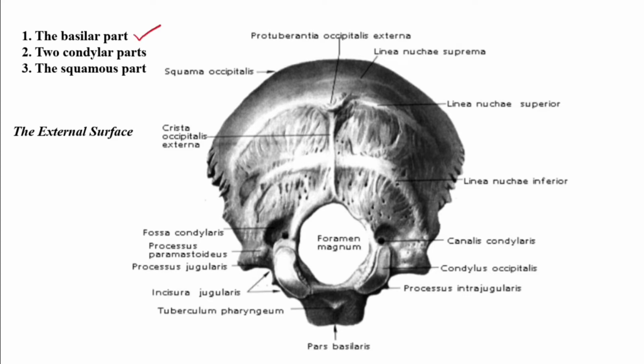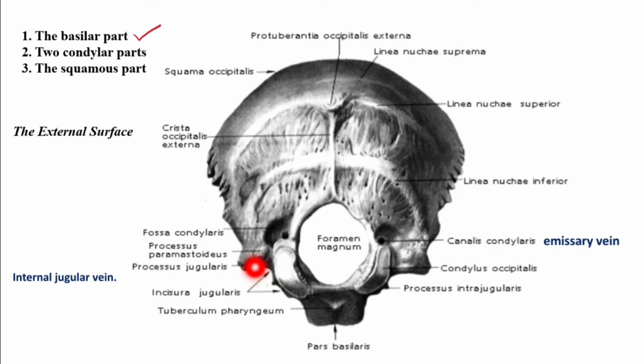So the basilar part down here, you can see the pars basilaris, right? That's the basilar part, and on that part you can see the tuberculum pharyngeum, the pharyngeal tubercle, right? Okay. So the canalis condylaris, that's where emissary veins pass through, right? Then there is a jugular notch, right?